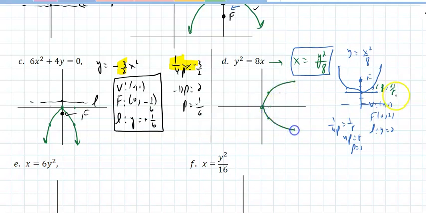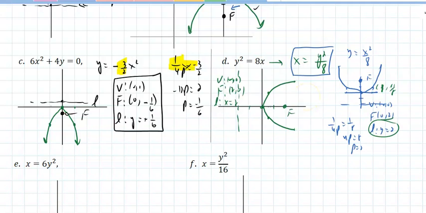So the vertex is at 0, 0. The focus, I know, is at 2, 0. And the line, instead of y equals -2, switch x with y: x equals -2. This is a nice trick. I like it, if you have to.